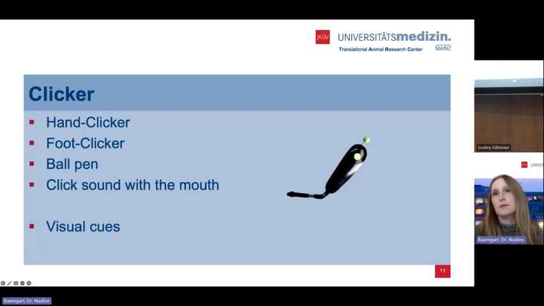Just a few really short words on the clicker, because when I talk about the clicker, usually people think about this hand clicker I depicted here on the right hand side. But there are also other forms of clickers available. So you can have clickers which you can use with a food, so you have both of your hands available for training purposes. You can use just a ball pen, it's a little more soft in the sound. A colleague of mine does click sounds with the mouth, this also works. If animals can't hear, you can use visual cues, so there are a variety of options you can use.